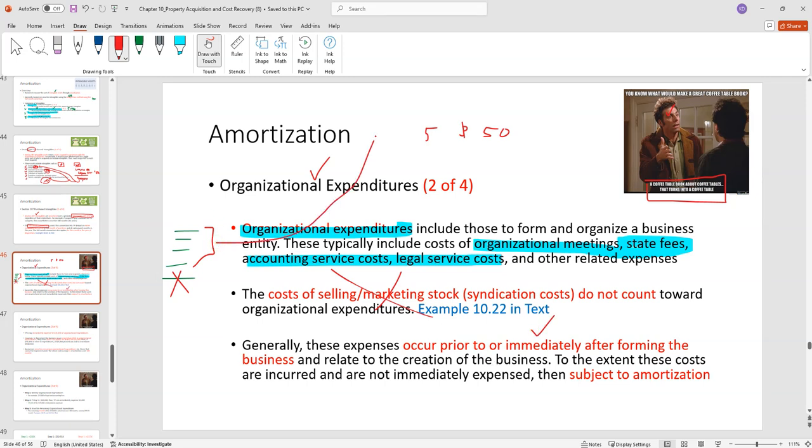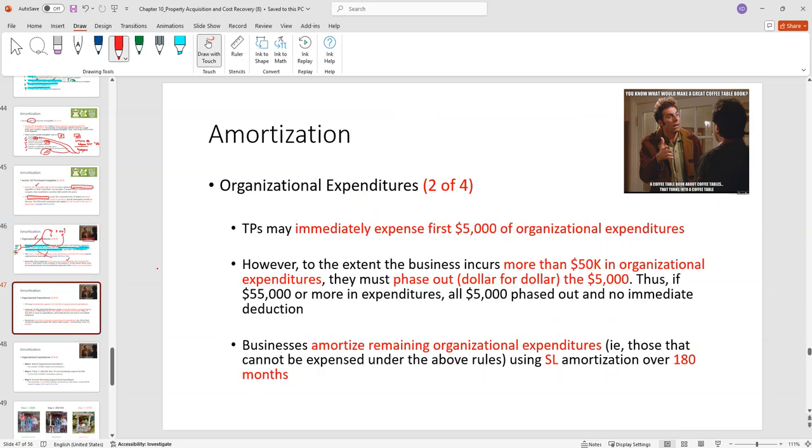Basically we say this: of that amount, we will let you immediately expense 5. However, to the extent the amount goes over 50, for every dollar it goes above, that 5 goes down dollar for dollar. So you're going to have to figure out what your costs are, your organizational expenditures, accounting, legal, not syndication costs. Once you go above 50 in total costs, that 5 goes down dollar for dollar. Whatever is left over of your total costs, that is what you amortize, because this is a situation where you see amortization.